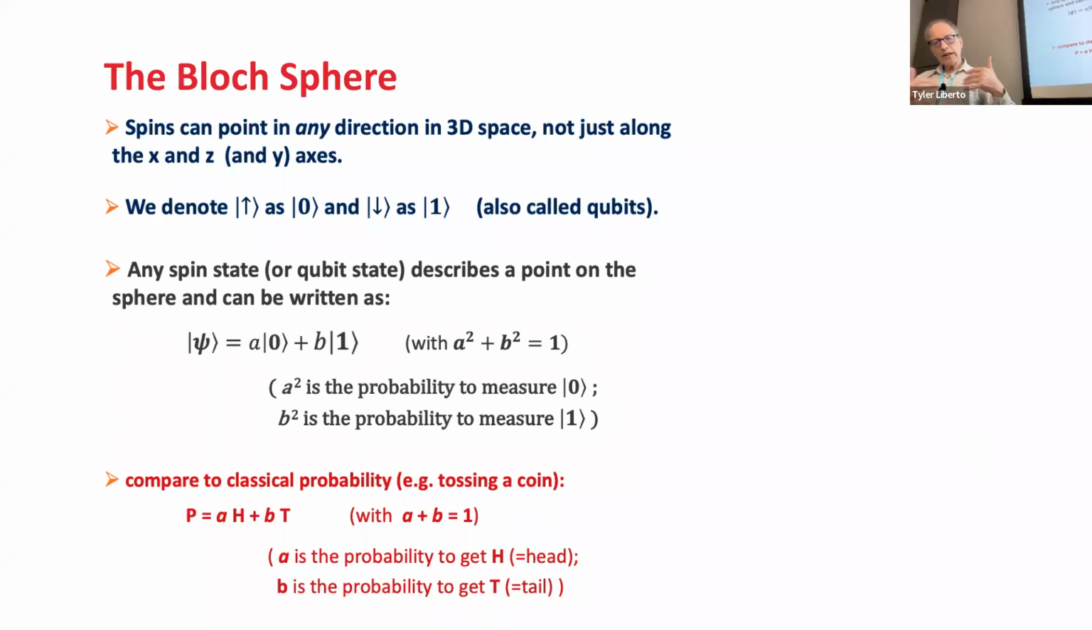So if you compare that to classical probability, let's say tossing a coin, then you have either head or tail. So these factors that you have in front, A and B, are added directly to 1. So A plus B is 1. So you have either up or down. In quantum mechanics, you also have either up or down, but the probability is calculated in a different way.